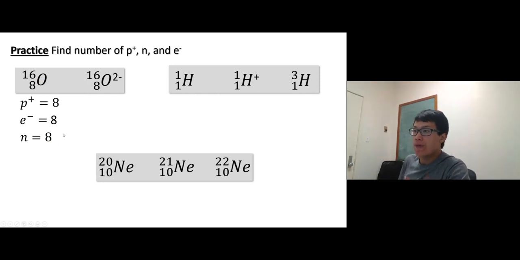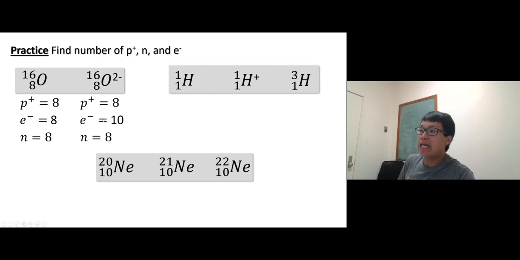That's it, right? Now, oxygen with 2 minus, so this guy is an anion, right? The number of protons doesn't change. 8 protons is going to be 8 protons. If you change the number of protons, you change the element, all right? So 8 protons, but the electrons are going to be 10. So minus 2, which means that there are 2 more electrons than the number of protons. So 8 protons, 10 electrons. All right, so subtract that, minus 2. And the number of neutrons is still the same, 16 minus 8, you get 8.